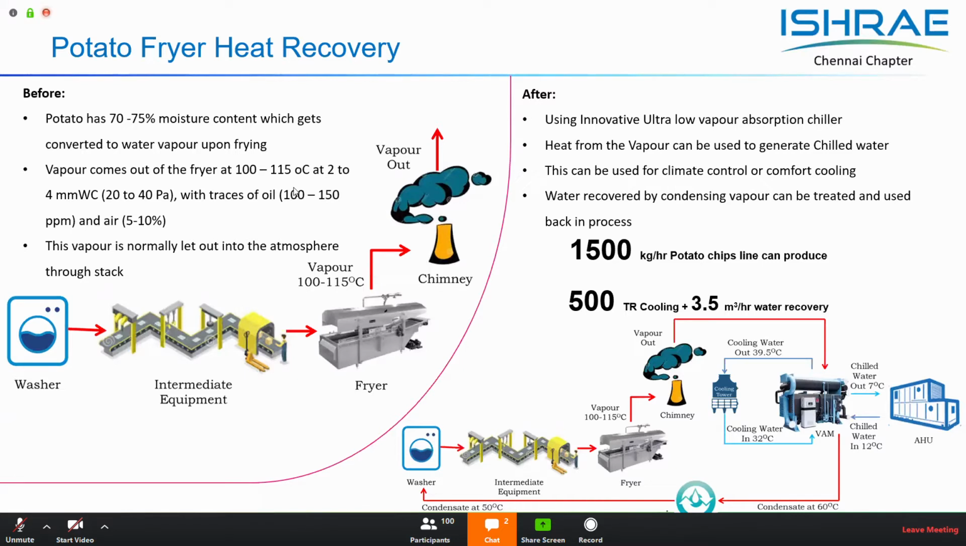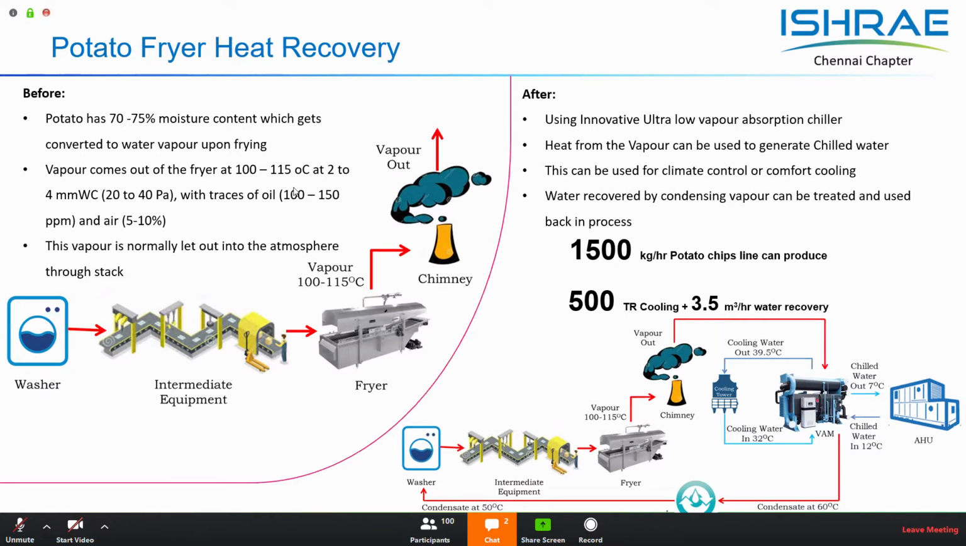Now, how this problem can be solved is by introducing an absorption chiller in between, where the vapor from the fryer can be taken into an absorption unit where it will be condensed inside the generator, and you can recover that heat to produce cooling.